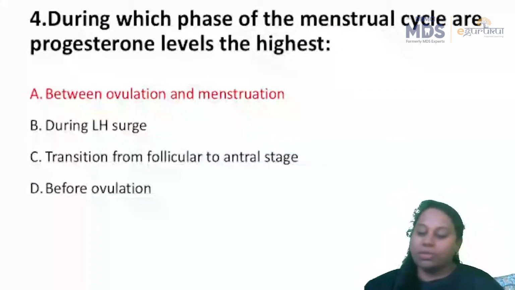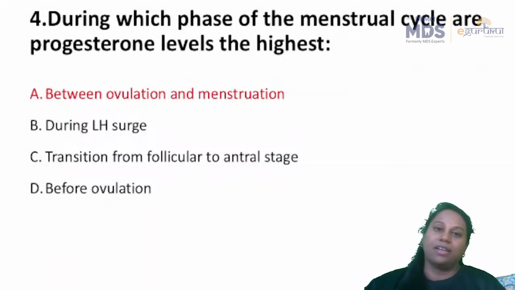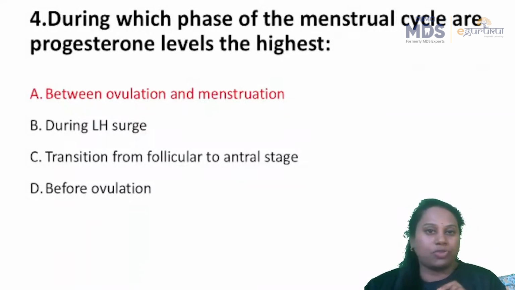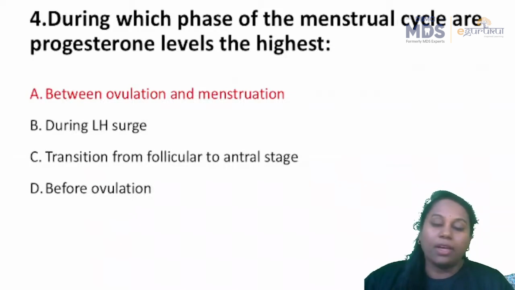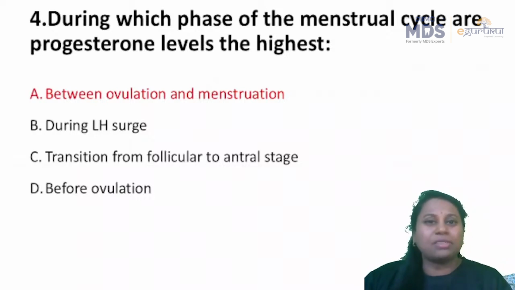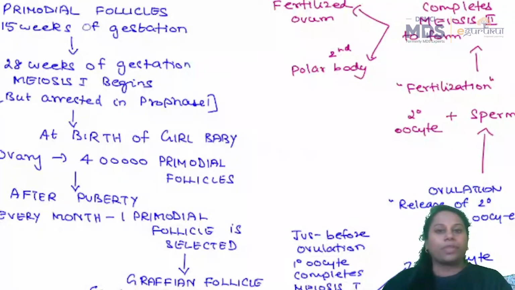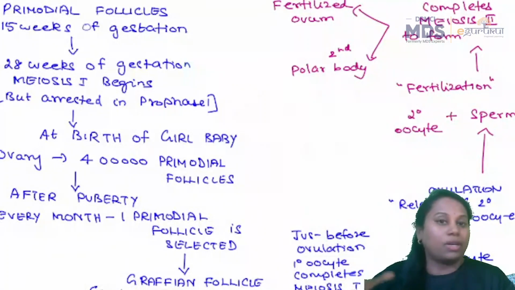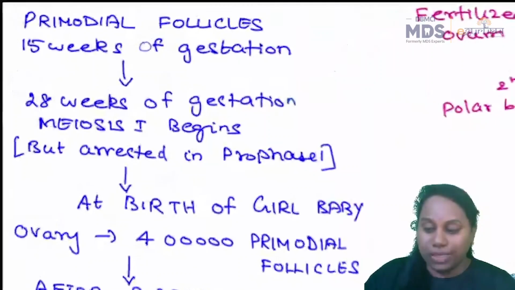Over to question number 4. During which phase of the menstrual cycle are progesterone levels the highest? So the question is about the menstrual cycle, considered a very difficult topic, but actually no. If you put in a little effort to understand it, it is a very simple topic. So let's do that. First of all, let's understand the process of oogenesis. To understand the menstrual cycle, you need to understand the basic mechanism of oogenesis.